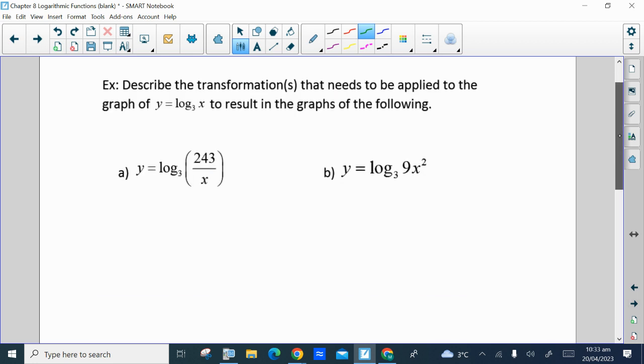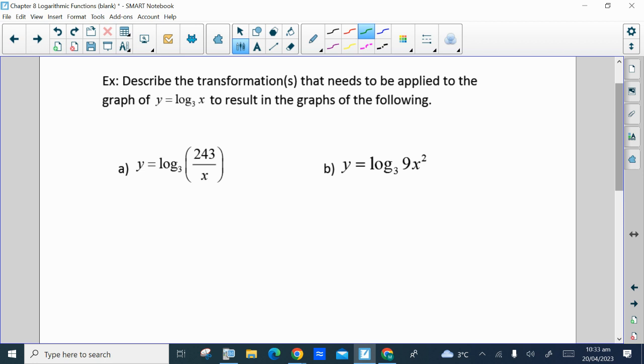There have been questions like this on diploma exams. Describe the transformation or transformations that need to be applied to the graph of y equals log base 3 of x to result in the graphs of the following. So if we're talking about transformations, remember that's our 4 parameters. A, B, H, and K. Now we might not have all 4 parameters for these questions, but you're going to have at least one of them. So you have to write the expression in terms of, so that you have terms that look like that.